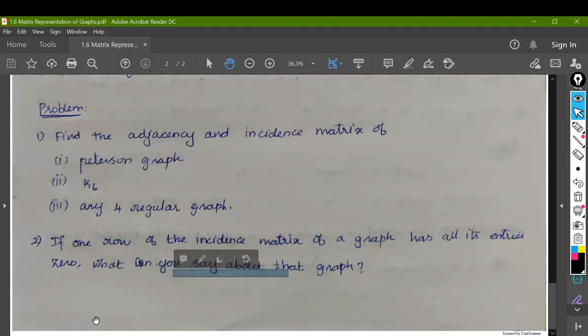And the second problem is, if one row of the incidence matrix of a graph has all its entries 0, what can you say about that particular graph? Just try to have such a graph and find your observation. So this is all about the matrix representation of the graph.